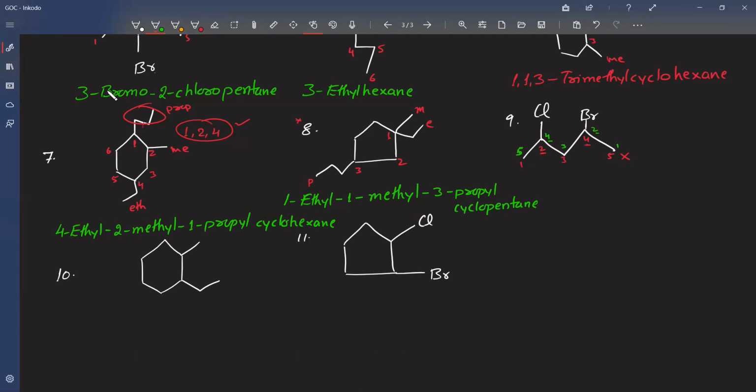When everything is the same and you have to break the tie, then you have to go with the alphabetical order. So the green one is the right scheme, because bromo, B comes first, chloro, C comes next. So its name will be, as you said, 2 bromo 4 chloropentane.